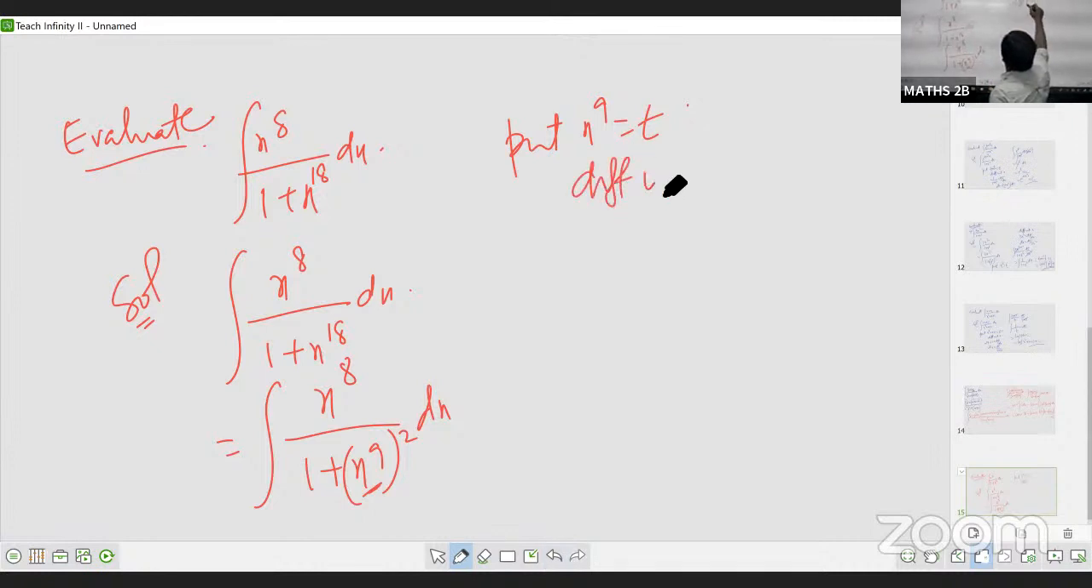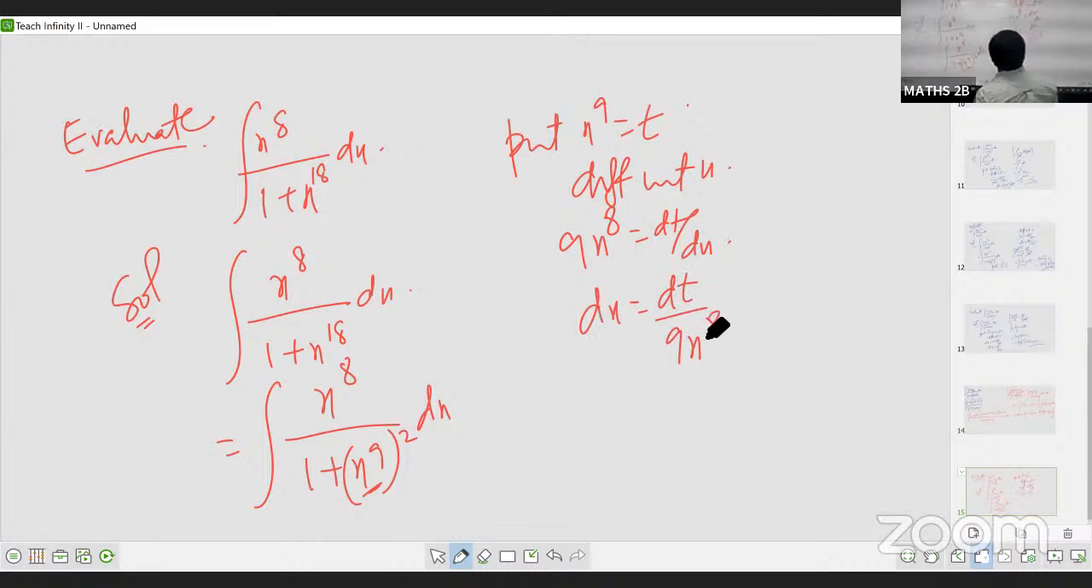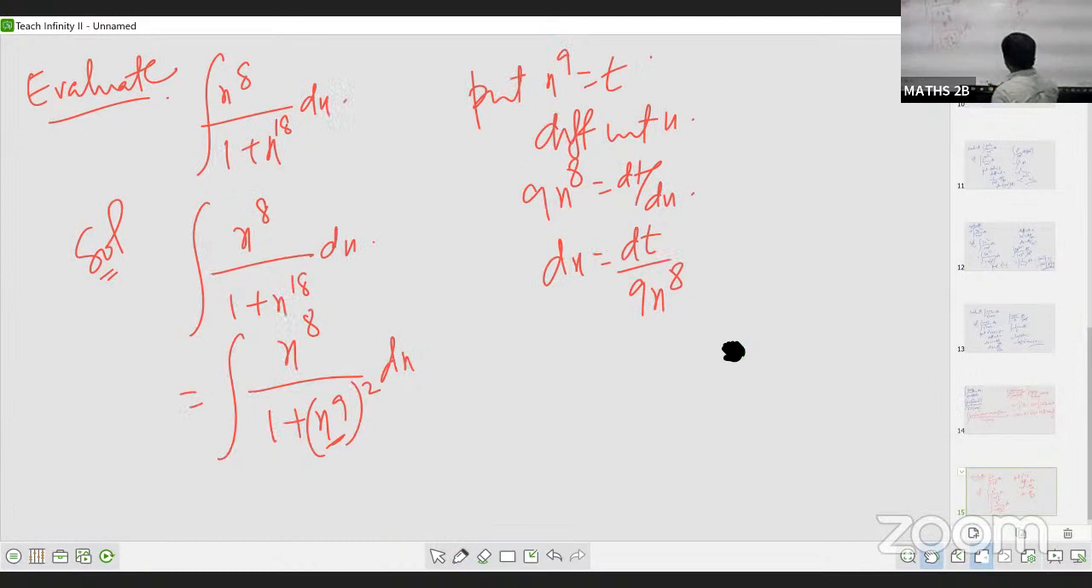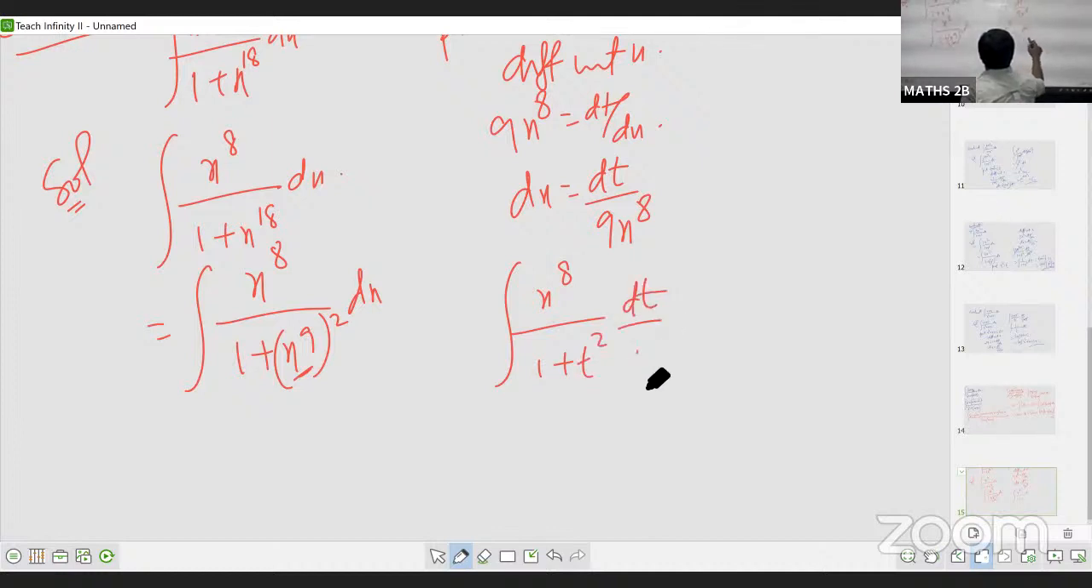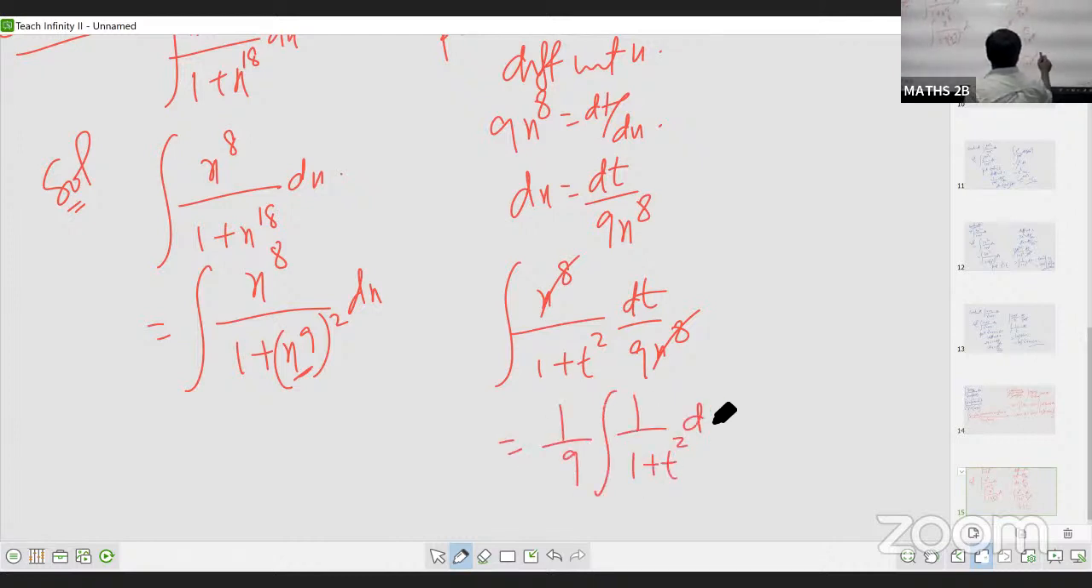Now differentiate with respect to x: 9x power 8 dt by dx. dx equal to dt by 9x power 8. This integration of x power 8 by 1 plus t square dt by 9x power 8. X power 8 gets cancelled. 1 by 9 outside, 1 by 1 plus t square dt.